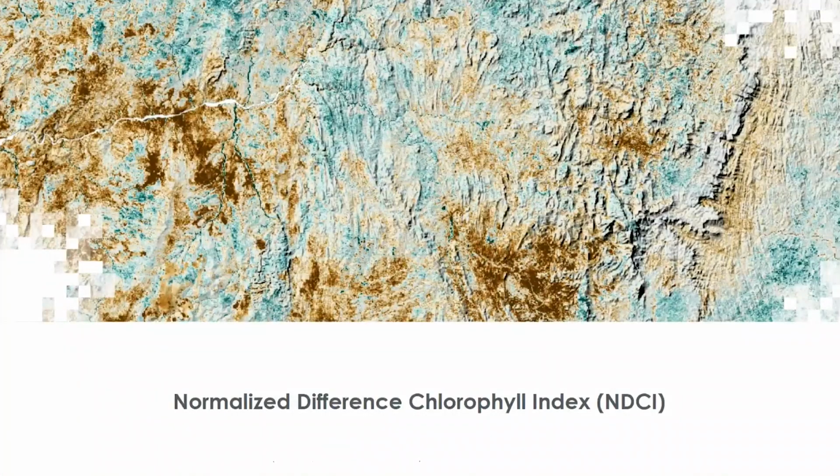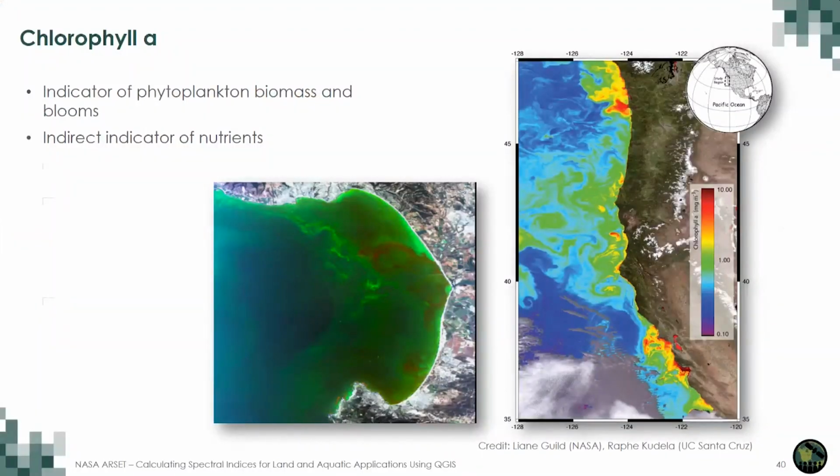Now moving to the aquatic side of things, we'll take a look at the Normalized Difference Chlorophyll Index, or NDCI. So chlorophyll is an indicator of phytoplankton biomass, as it's usually the main pigment of these communities. It can also be used indirectly to estimate nutrients in the water column, as typically waters with a high chlorophyll concentration are eutrophic, or high in nutrients, especially nitrates and phosphates.